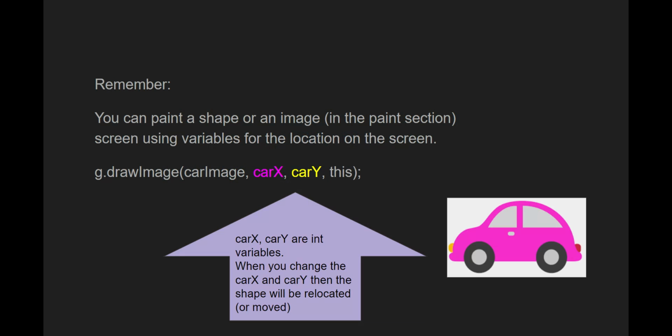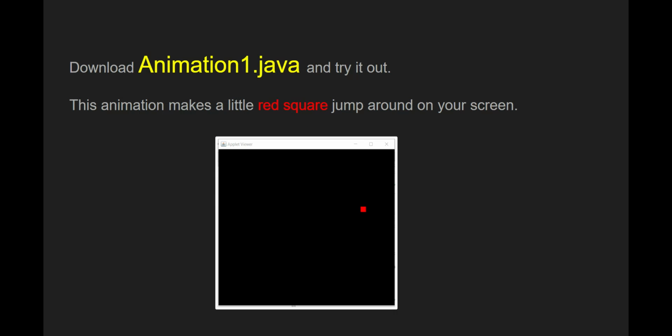how to do that. So just as a reminder, to move something around on your screen, you need to set variables for that image or that object. By changing the variables, the coordinates x and y, it will appear that that object is being animated. Okay, so what I need you to do is download the animation1.java applet and have a look at it. It is going to move a red square around on your screen, and I'm going to step you through the code so you understand what's going on.